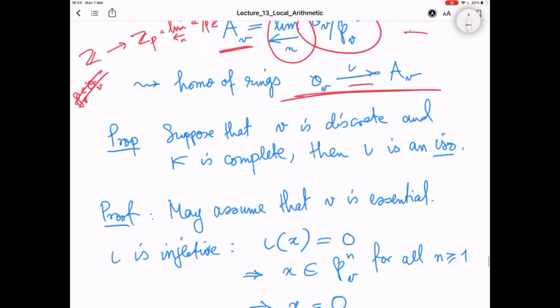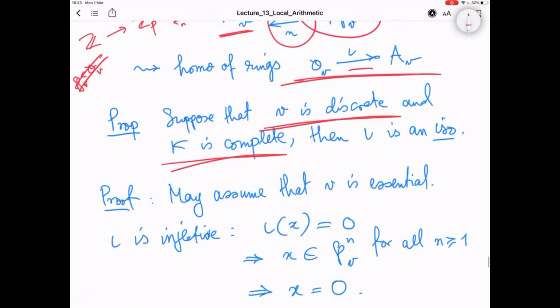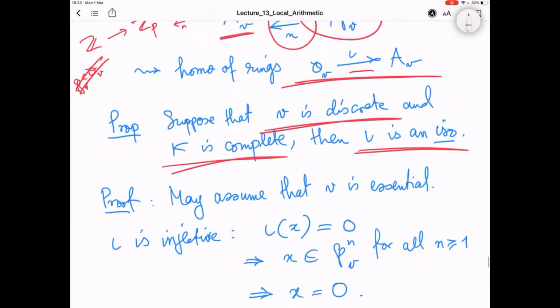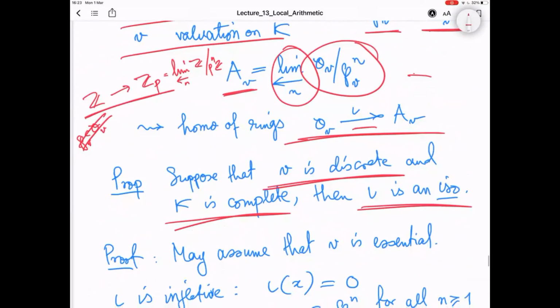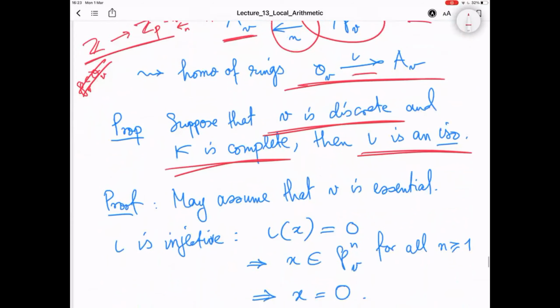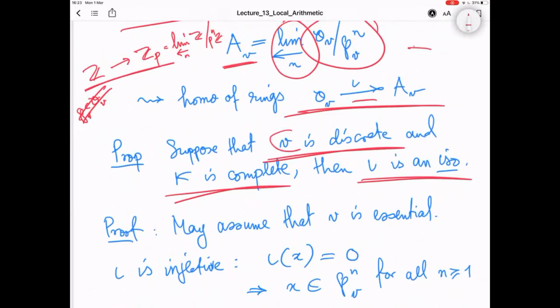The proposition is that suppose that V is discrete and this field K is complete, then this iota is actually an isomorphism. In general, of course, it's not an isomorphism. This map from Z to Zp is not an isomorphism. But the hypothesis is that V is a discrete valuation and the field K is complete for the corresponding distance. Then this iota is an isomorphism.